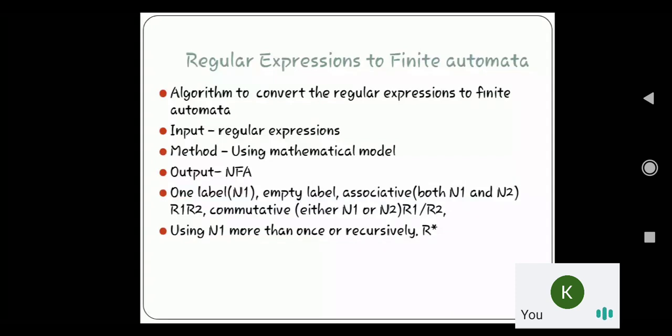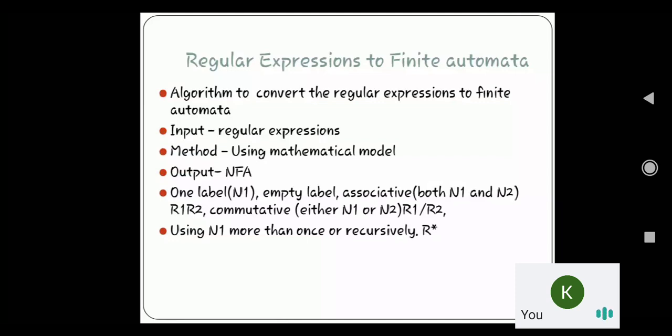The input is the regular expression, and the method is whatever mathematical model we are going to use over here. Mathematical logic, for example, means we use concatenation, association, and commutative. These are some mathematical notations that we are going to use over here: recursion, association, and commutative.